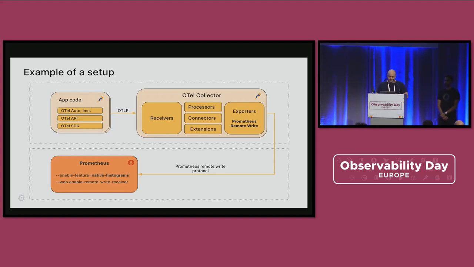So thus, we have to enable remote write receiver on a Prometheus server. And additionally, we have to also enable the native histogram feature, since it is still a beta feature in Prometheus. Besides that, we don't have to add any other configuration to OTEL collector, because Prometheus remote write exporter translates the histograms automatically.